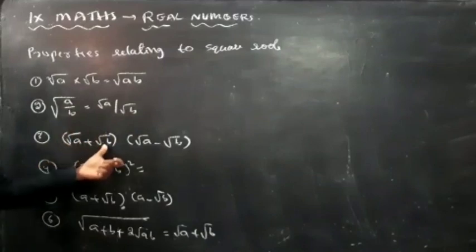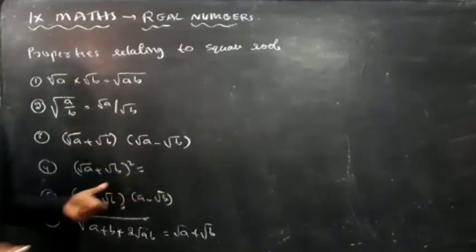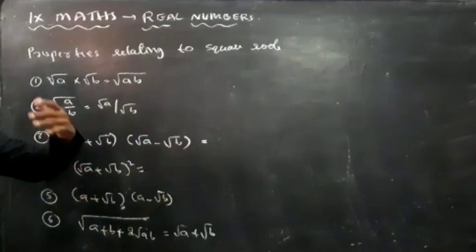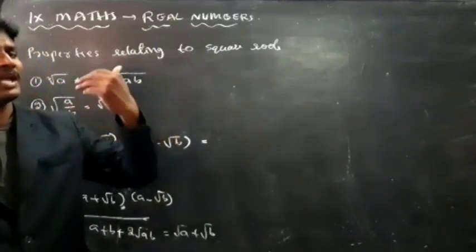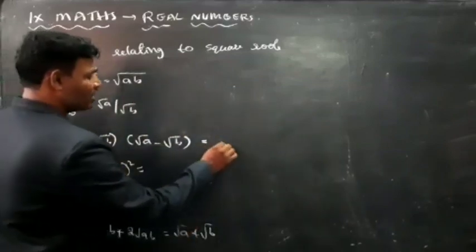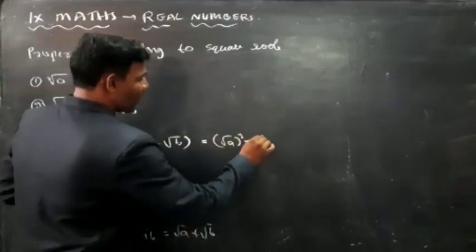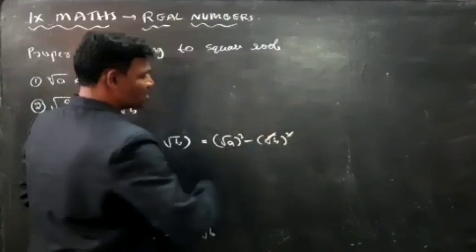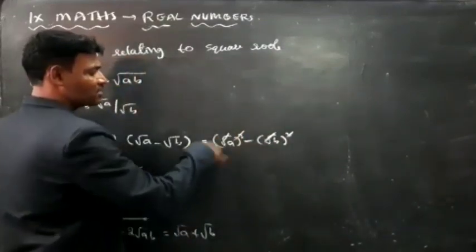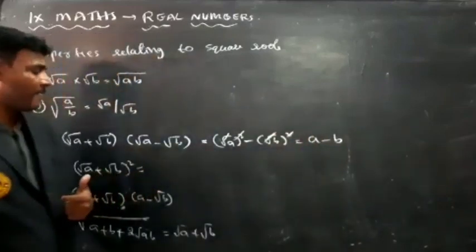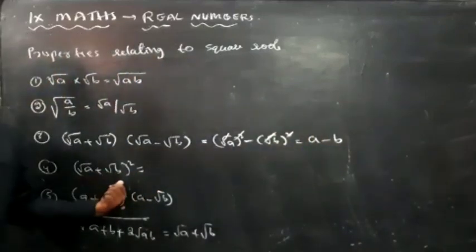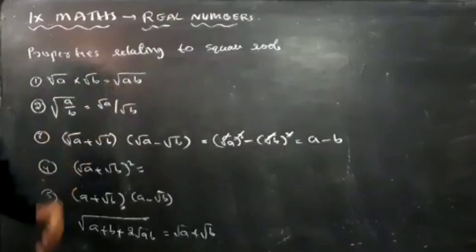Root A plus root B into root A minus root B. This one is in the form of A plus B into A minus B. What is the form of A plus B into A minus B? A square minus B square. So it is root A whole square minus root B whole square. Square root gets cancelled. So what is the remaining here? A minus B.